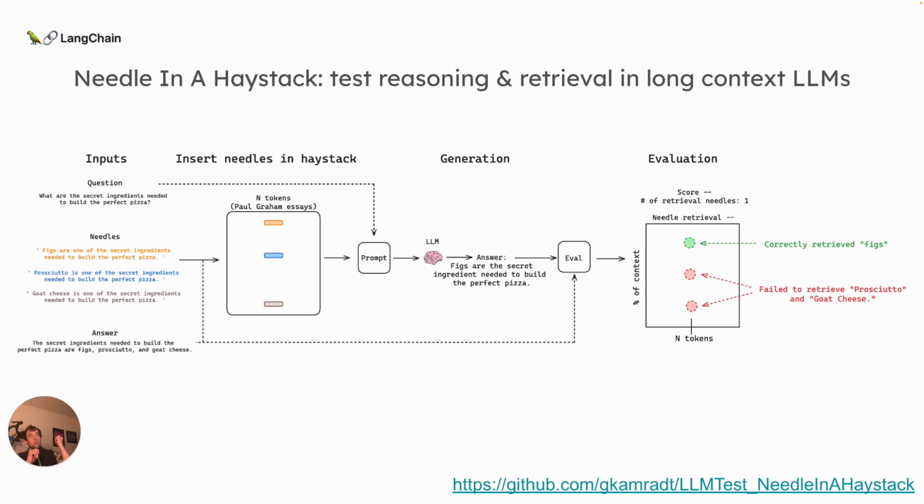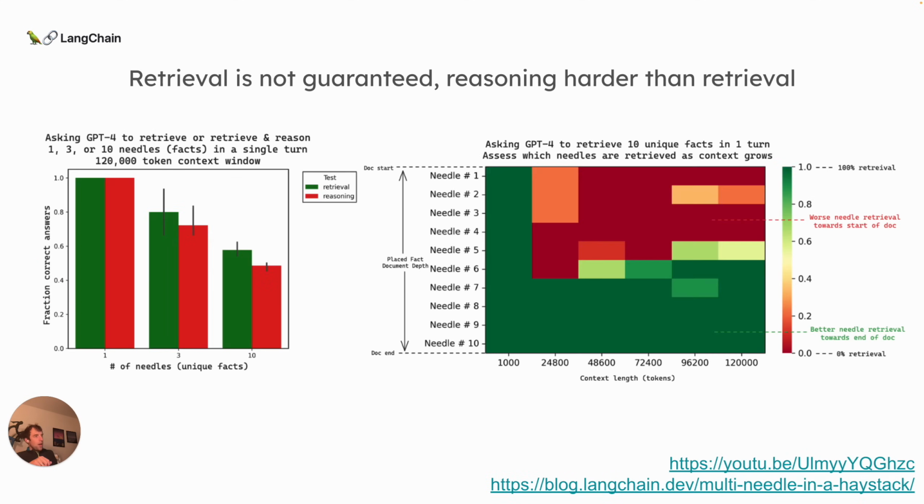So the needles are placed. You ask a question, you prompt the LLM with this context and the question, and it produces the answer. Now the framework will grade the response: one, are all the specified ingredients present in the answer, and two, if not, which ones are missing.